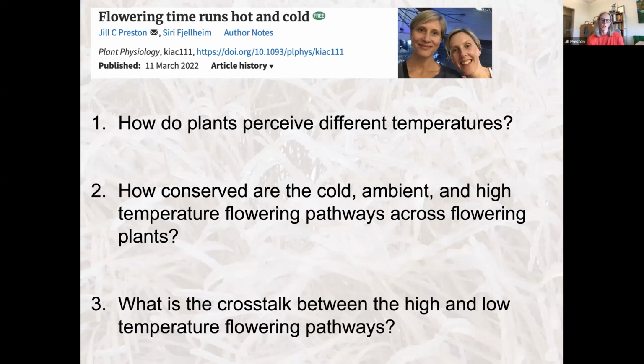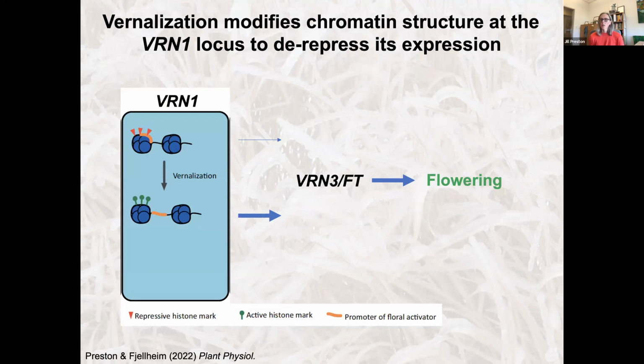So for the third and final question, we wanted to ask, what is the crosstalk between the high and the low temperature flowering pathways? We actually know that in grasses, for example, vernalization is involved in modifying chromatin structure at the VRN1 locus to de-repress its expression. Without cold, you start off having a VRN1 locus that has repressive histone marks. And then with cold, you pull those repressive marks off and start putting active histone marks on, so that VRN1 is now expressed.